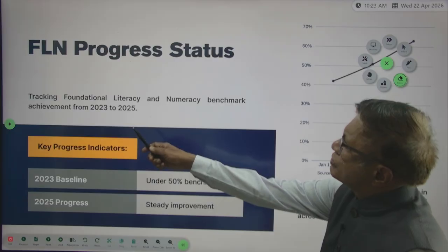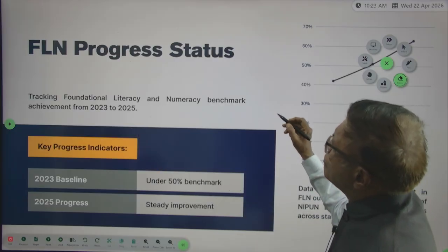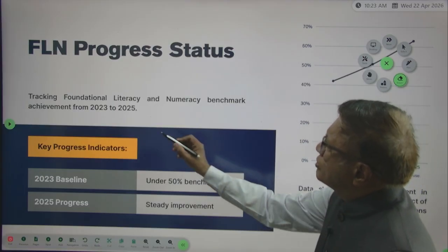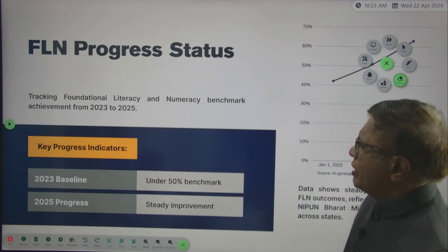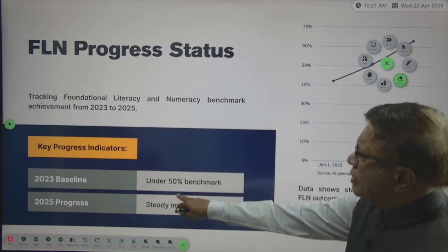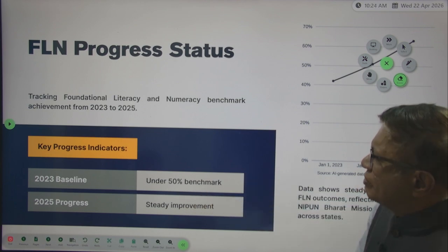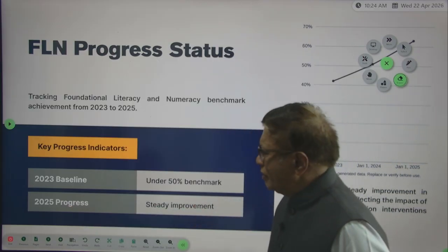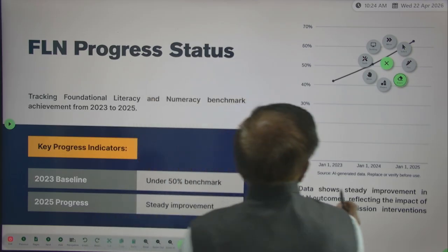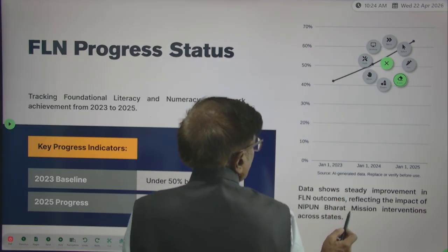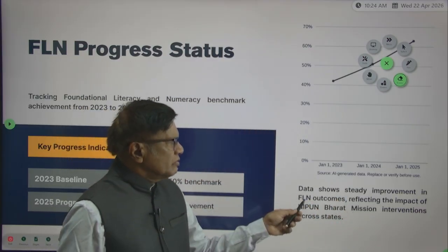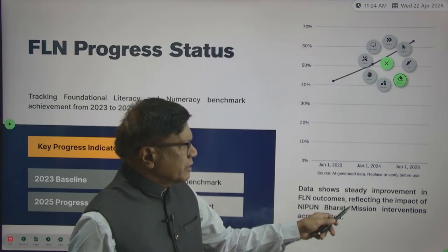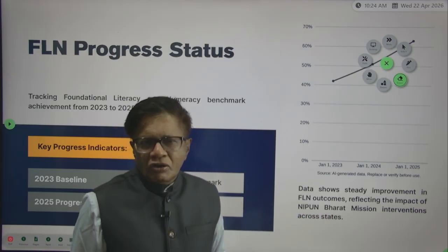Now, the next initiative we are learning about is the FLN progress status. If you see, it is tracking foundational literacy and numeracy benchmark achievement for 2023 to 25. The 2023 baseline was under 50 percent benchmark. And what is the progress in 2025? It is a steady improvement of this scheme. If you see this graph, the data shows steady improvement in FLN outcomes, reflecting the impact of Nipun Bharat Mission interventions across the states.